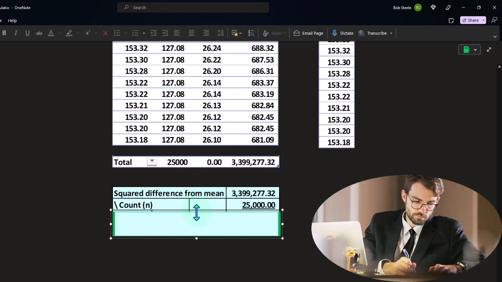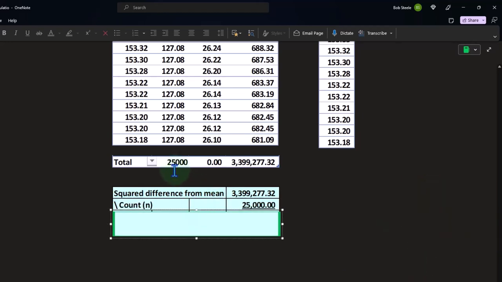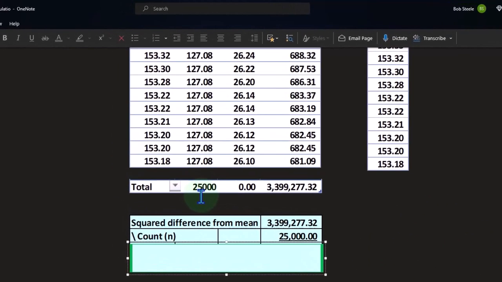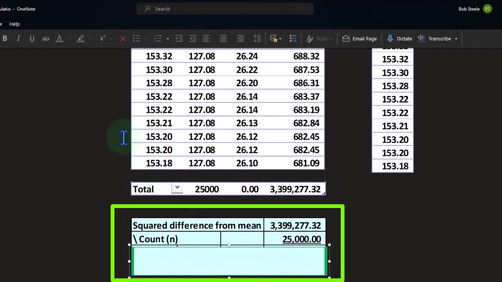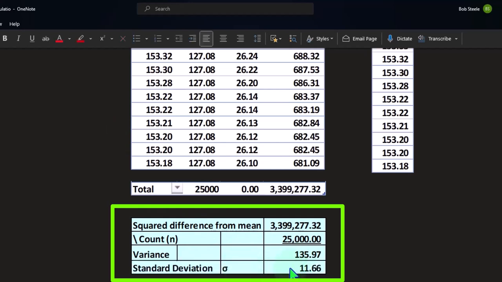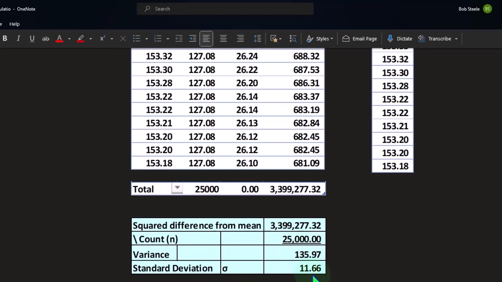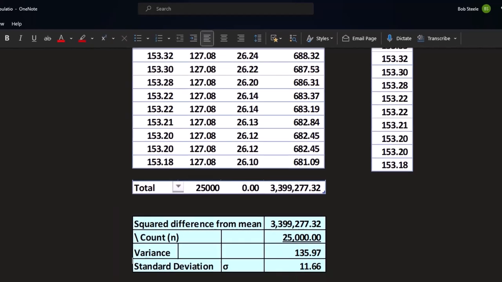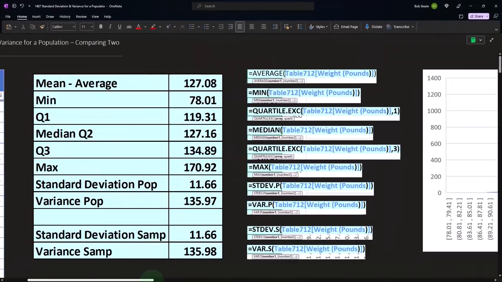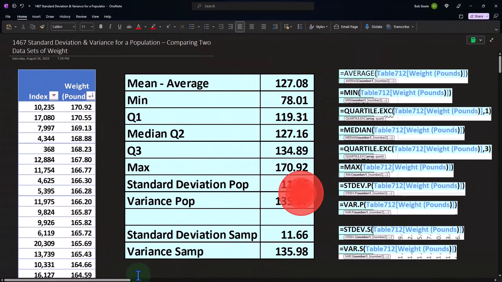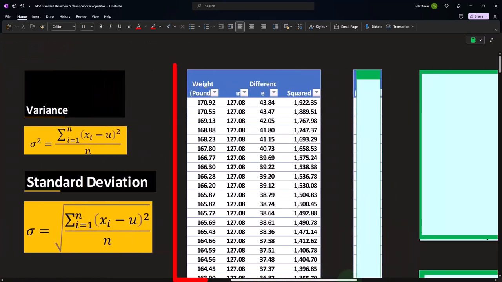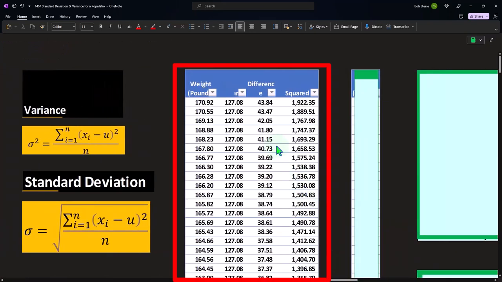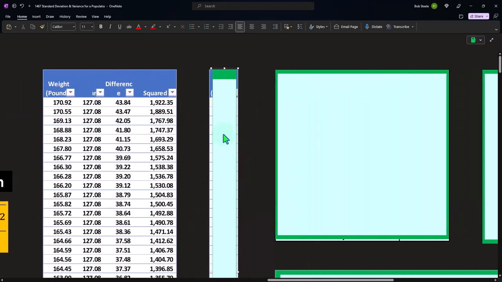And then we're going to divide by the count. The full data set had 25,000 points in it. So if I counted all the rows of the full data set, 25,000, that gives us a variance of 135.97. And then if I take the square root of that, we get to the 11.66. So there's our 11.66 that we calculated using the function over here, 11.66. But you'll note that doing it this way gives you a pretty nice intuitive sense of what is going on with the data set.